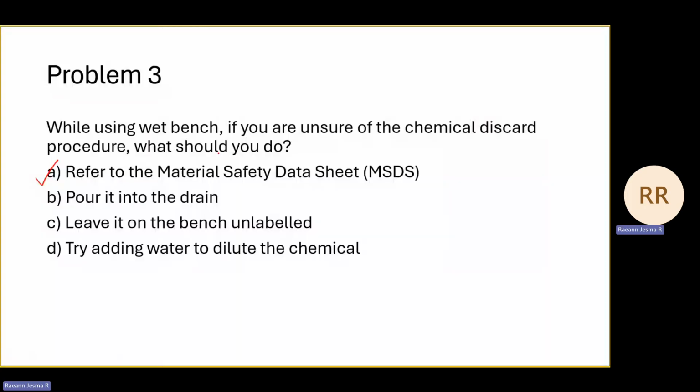So to summarize the discard procedure, check the safety data sheet, because it will give you all the details regarding the chemicals, like how it will react with other chemicals and so on. Based on that, you can determine the safest way to discard that particular chemical. Is this clear? If this is clear, we can move on to the next question.